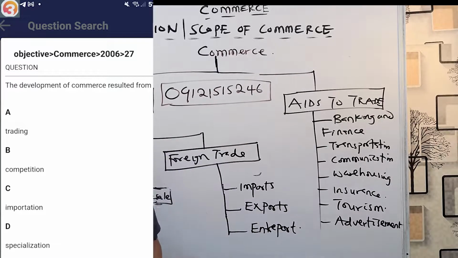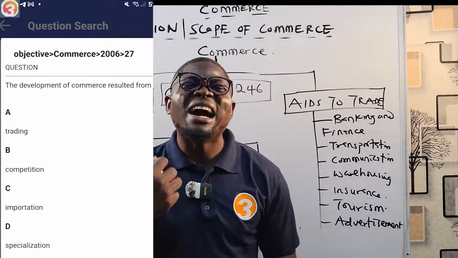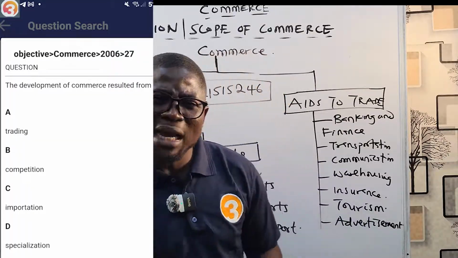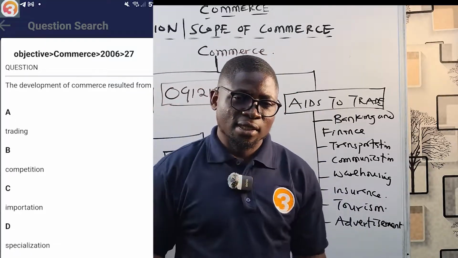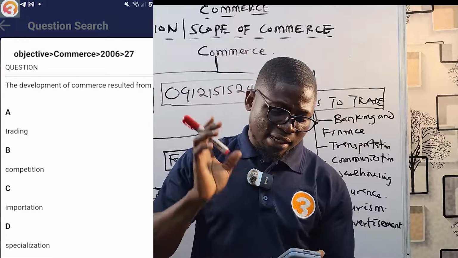Also, we say exchange is facilitated by specialization. So we can exchange because we have value to share. We have value to exchange. Okay, you can do this, I can do that. Yeah, let's exchange. So exchange is also facilitated by specialization. So let's see another question.